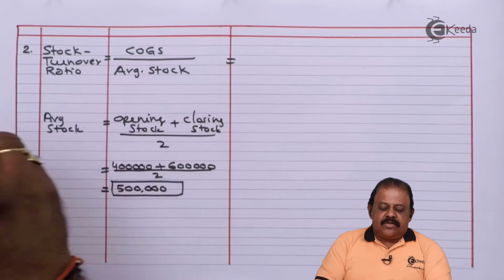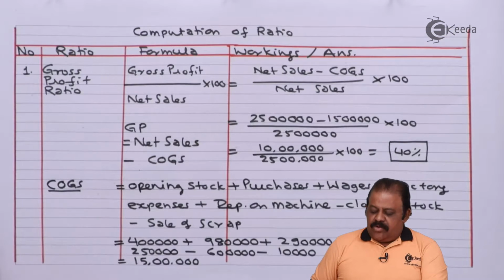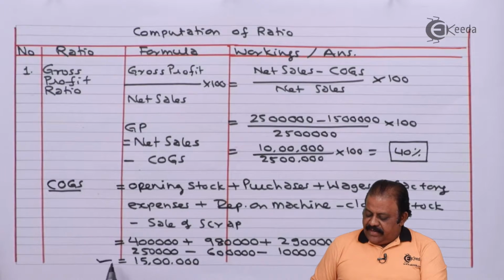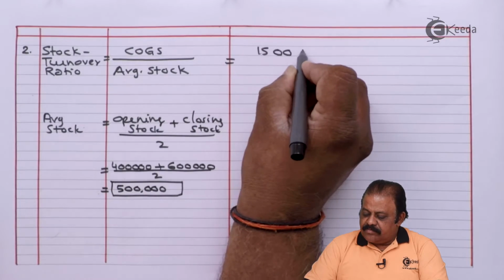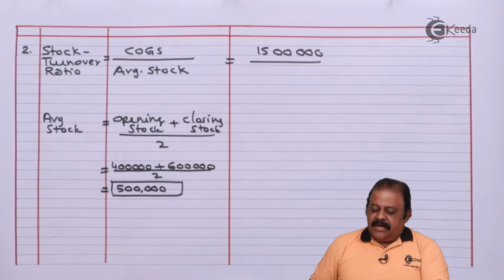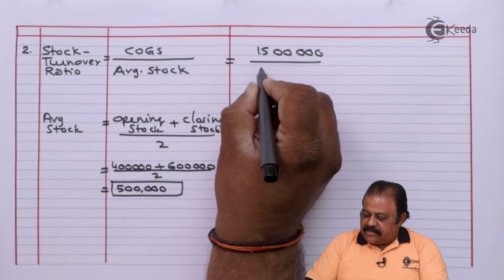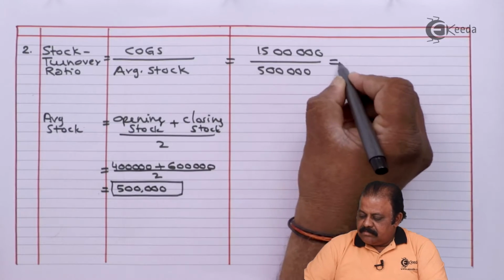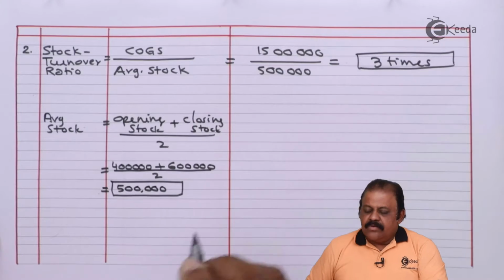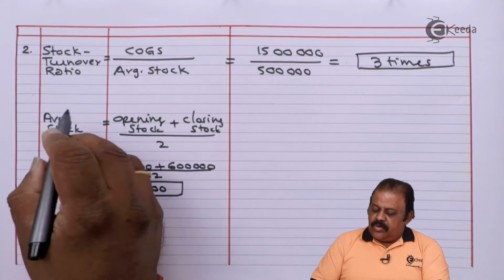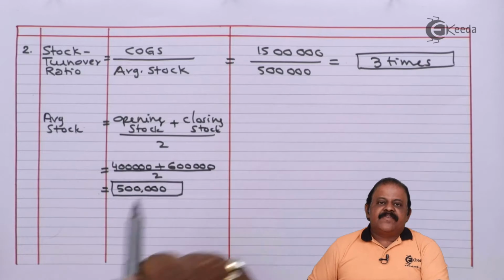Cost of goods sold, we have calculated 15 lakhs, divided by average stock 5 lakhs. So we get stock turnover ratio 3 times.